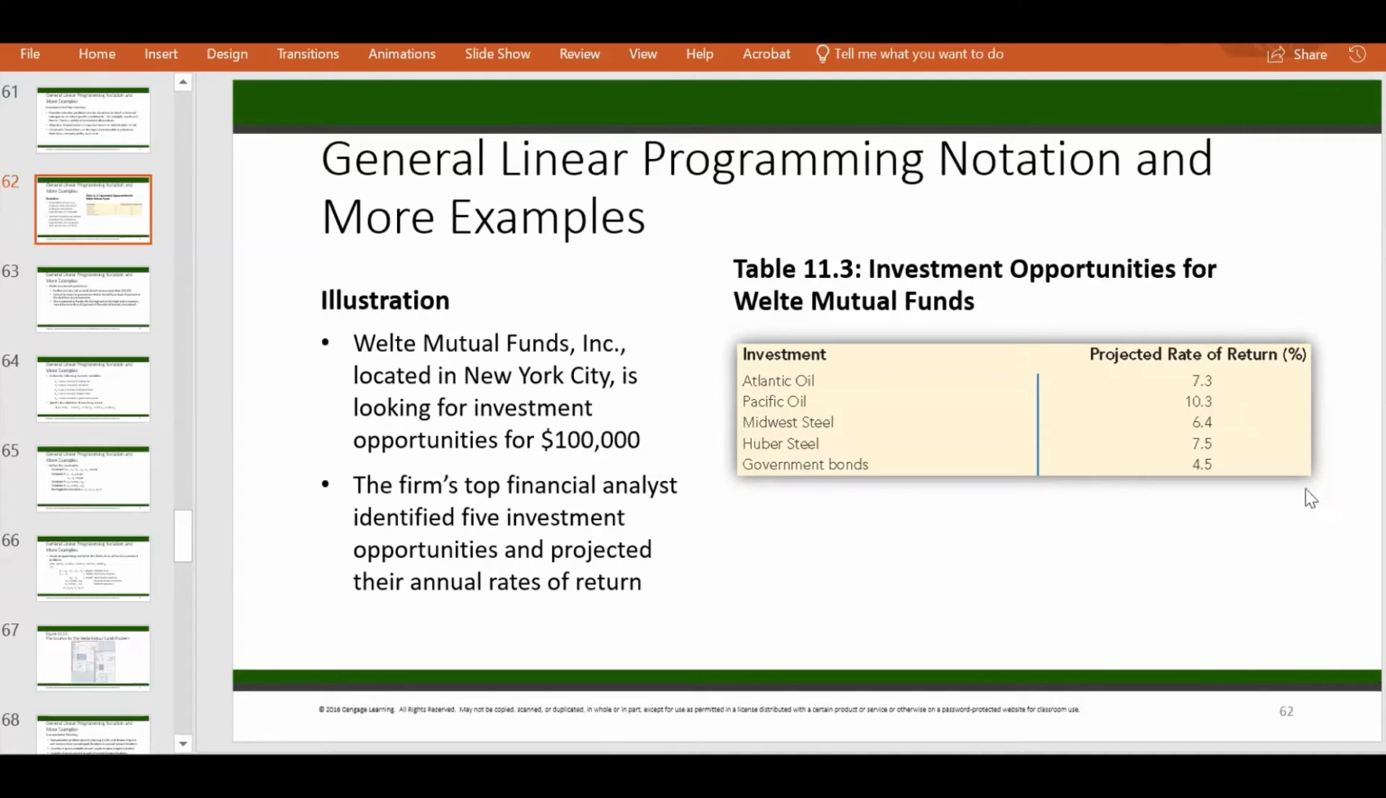So having the projected rate of return, and knowing that we have a capital budget of $100,000, which is the initial investment amount that you can put down on a combination of these investment alternatives, our objective is to maximize the projected return at the end of the year. These are annual rates of return.